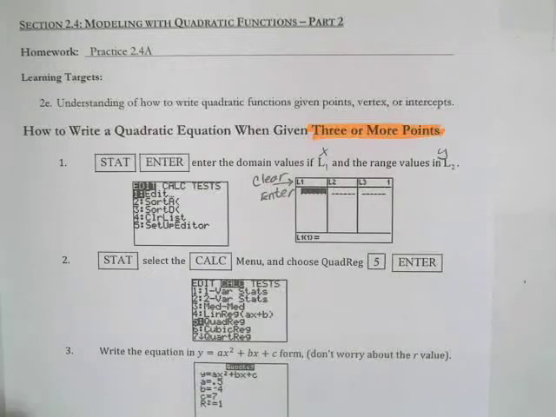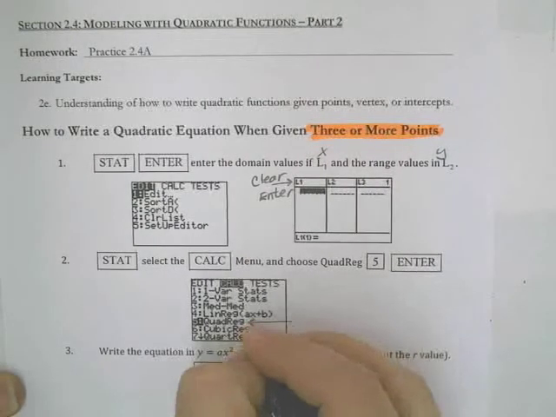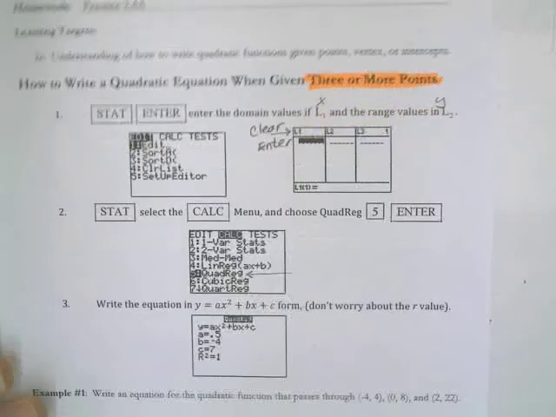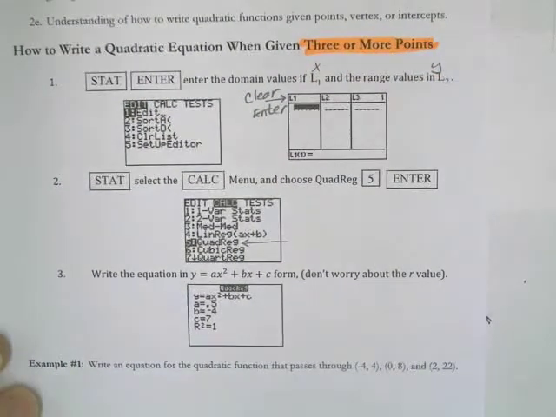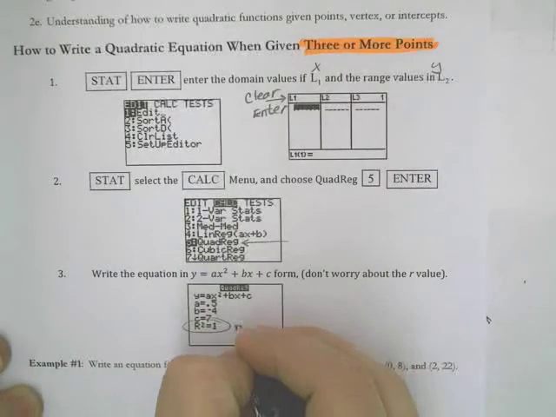So we go through the steps. This time we're going to be choosing number 5 for quadratics. And then you're going to get an equation. Some of you are going to have an R, some of you won't. Ignore that. That is not needed for what we're doing.